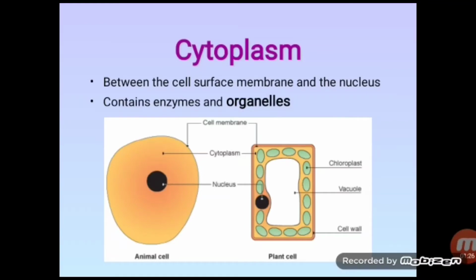Between the cell surface membrane and the nucleus, the portion is called cytoplasm, and it contains enzymes and different types of organelles. And you can see this is the cytoplasm of an animal cell, and this yellow portion is the cytoplasm of a plant cell. And the nucleus in an animal cell is in the center of the cytoplasm, and in a plant cell the nucleus is a little bit towards the cell wall.